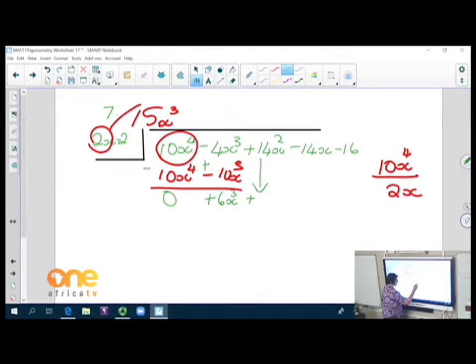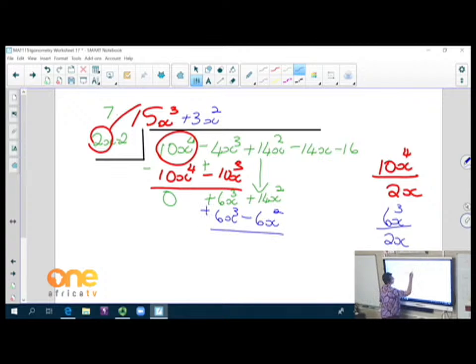Bring down plus 14x squared. Okay, how many times will it divide? So this time you have 6x to the power of 3. Divide by 2x. So then it is plus 3x squared. Times, then we have 6x cubed minus 6x squared. Subtract. So we change the second signs. And this one is then 10x squared here. This one comes down minus 14x.